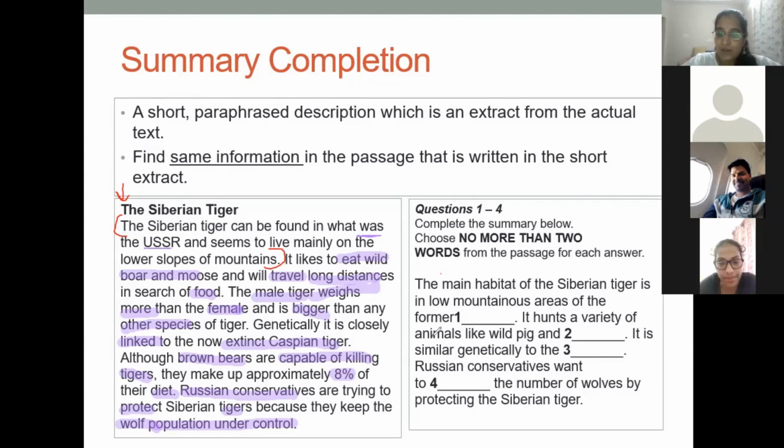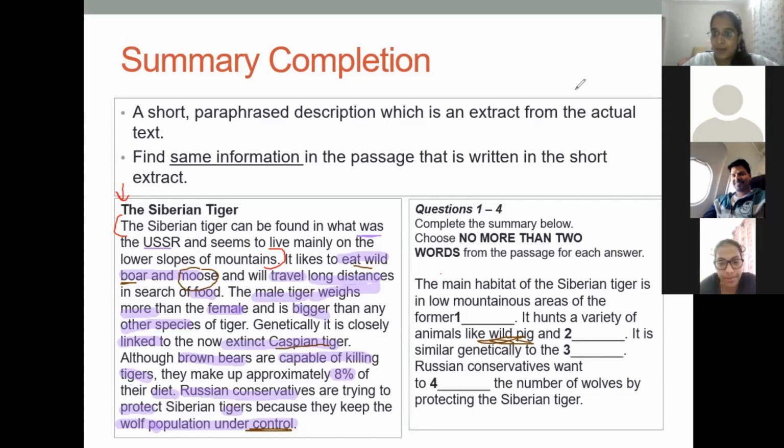It hunts a variety of animals like wild pig. Now, just to help you with this, wild pig is the same as boar, wild boar. Okay, it's the same thing. So you only have to write another word, which is moose. So the second answer is moose. Third, it is similar genetically to the dash, Caspian tiger, and Russian conservatives want to control the number of wolves by protecting the Siberian tiger.